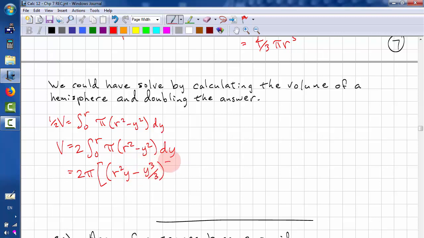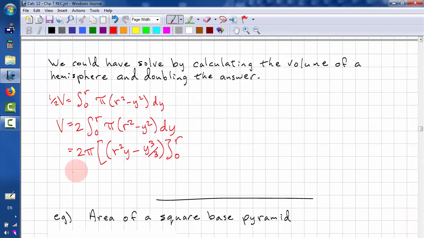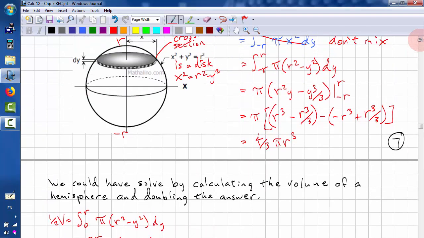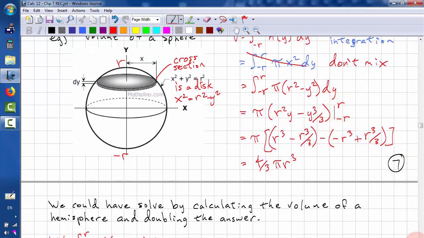This is the same. No surprise. And substituting, we get 2 pi times r cubed minus r cubed over 3 minus 0. And again, we get 4/3 pi r cubed. So this is easier to integrate because we have a 0. Here we have a whole bunch of negative signs, maybe not so nice.